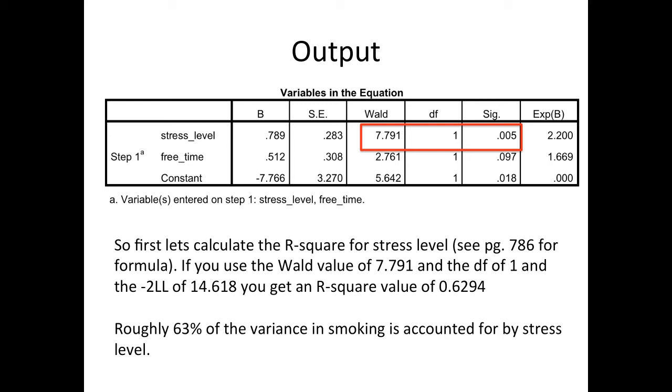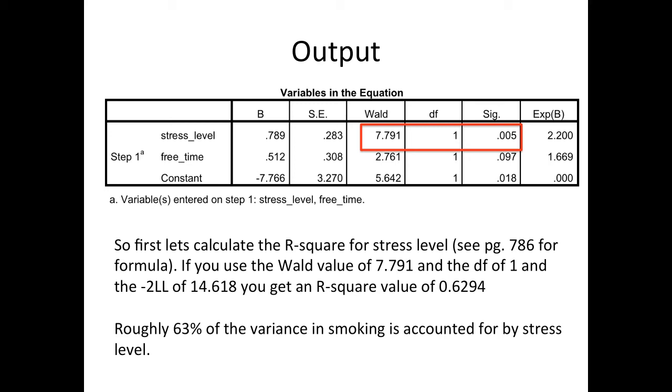It's probably just rounding. If we all round differently, but I get roughly 63% of the variance in smoking, and whether one smokes or not is accounted for by stress level. So now we have our proportion of variance based on stress level.